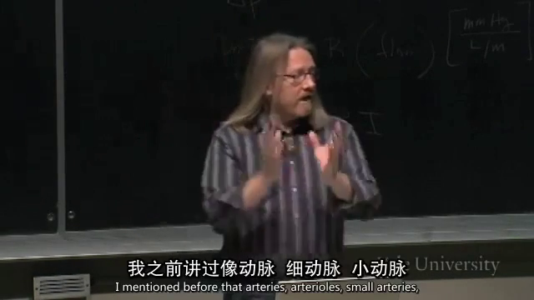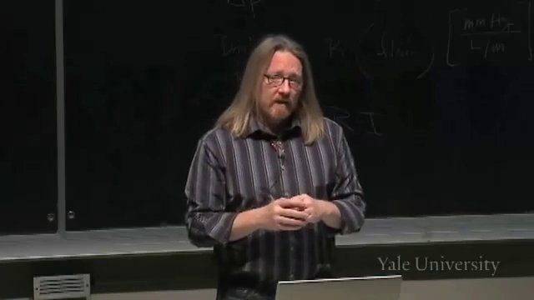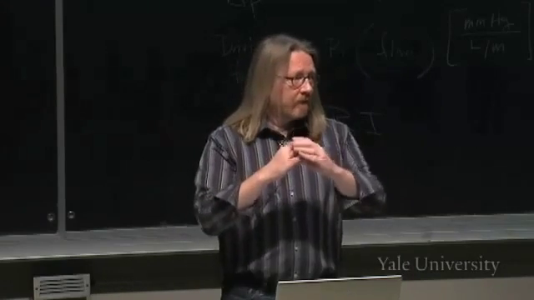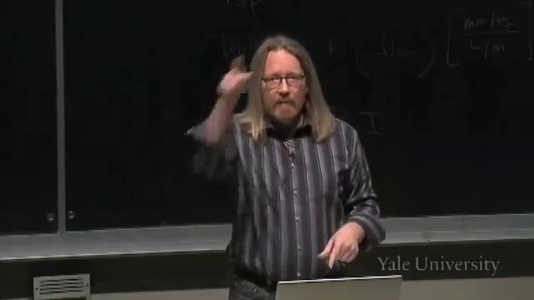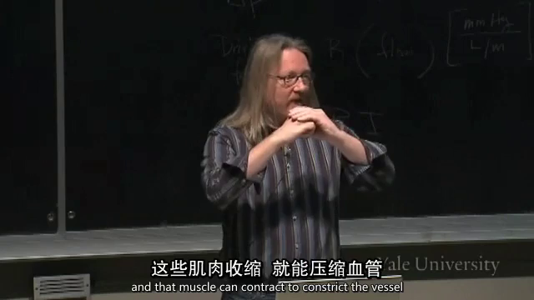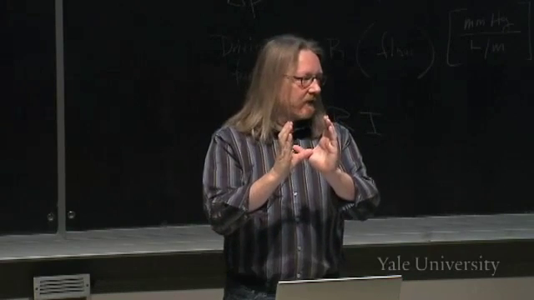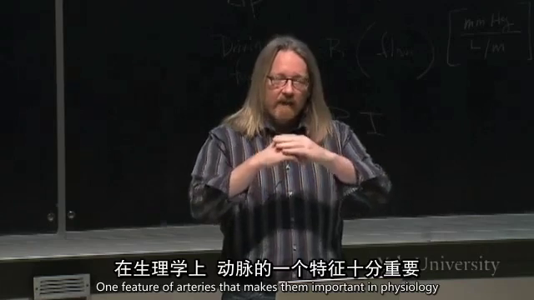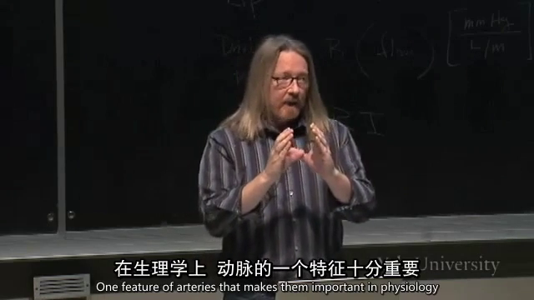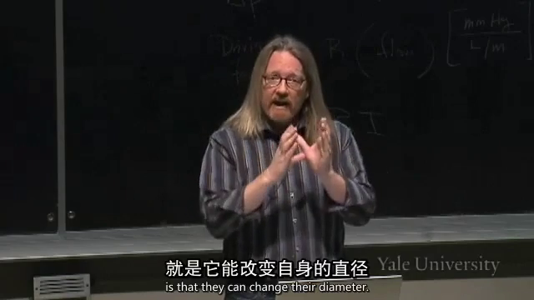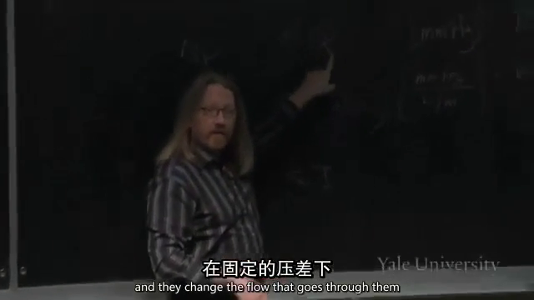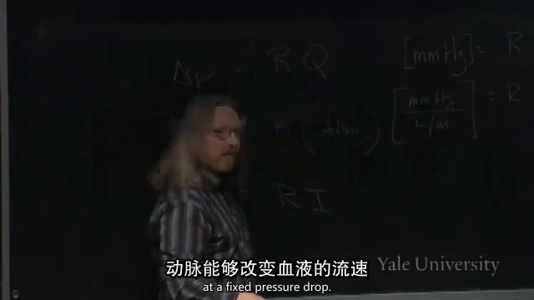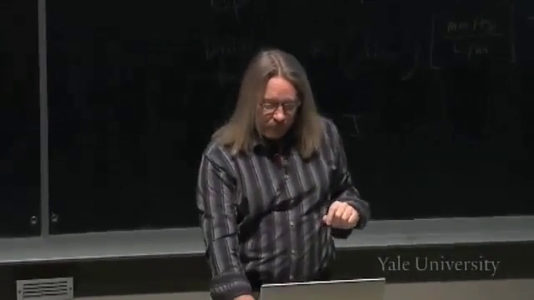So I mentioned before that arteries, arterioles, small arteries, all arteries have muscular walls. They have a special kind of muscle called smooth muscle, which is arranged circumferentially, wrapped around the vessel. That muscle can contract to constrict the vessel or relax to dilate the vessel. So one feature of arteries that makes them important in physiology is that they can change their diameter. When they change their diameter, they change their resistance, and they change the flow that goes through them at a fixed pressure drop.